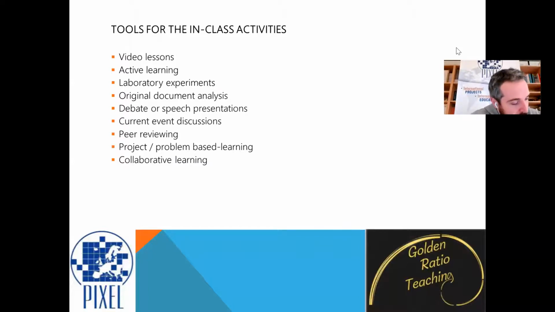Because in class lessons within the flipped methodology may include active learning or more traditional homework problems, among other practices, to engage students in the content. Class activity may include obviously the video lessons, but also active learning allows students to apply concepts in class where they can ask peers or instructors for feedback and clarification. Laboratory experiments, original document analysis, debate, or speech presentation give students the opportunity to articulate their thoughts on the spot and to develop their arguments in support of their opinions.